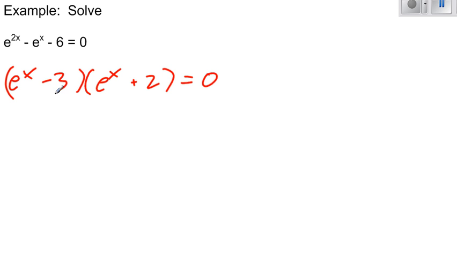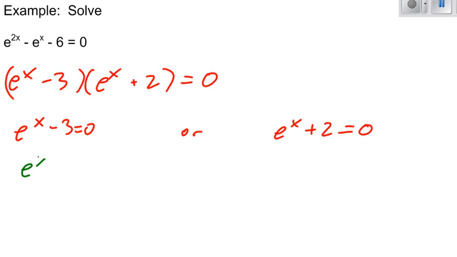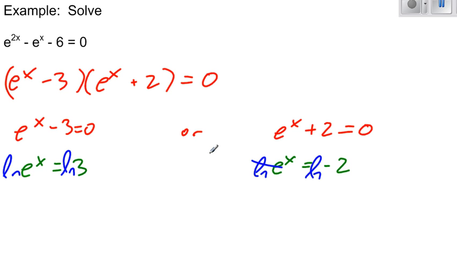So now, just like in algebra 1 or 2, once you get this set up, you set them both equal to 0. So we have e to the x minus 3 equals 0, or you could have e to the x plus 2 equals 0. Isolate the e to the x. e to the x equals 3, or e to the x equals negative 2. And then to cancel e, you do natural log on both sides of both equations. Natural log cancels e.